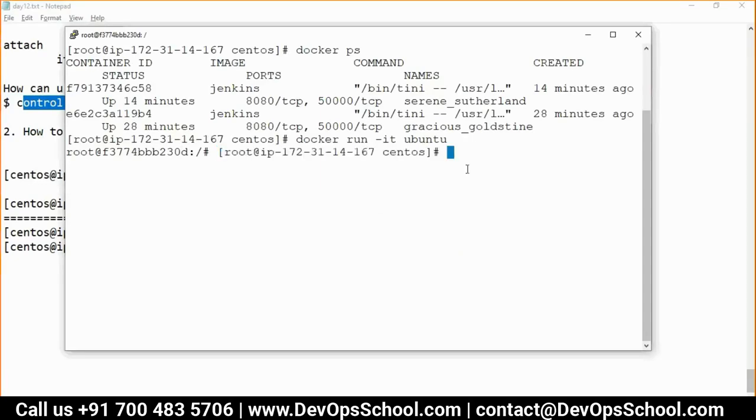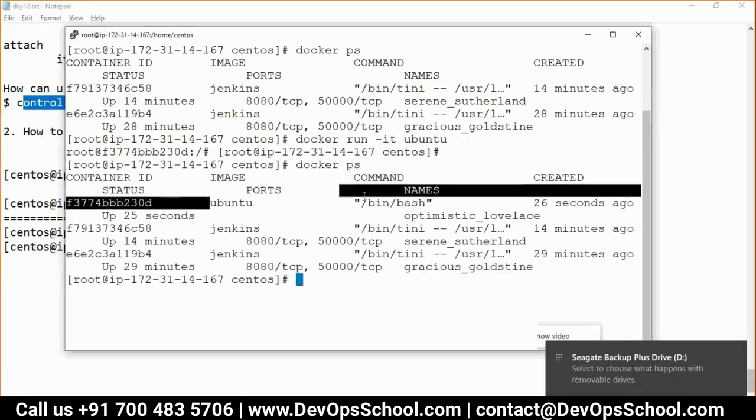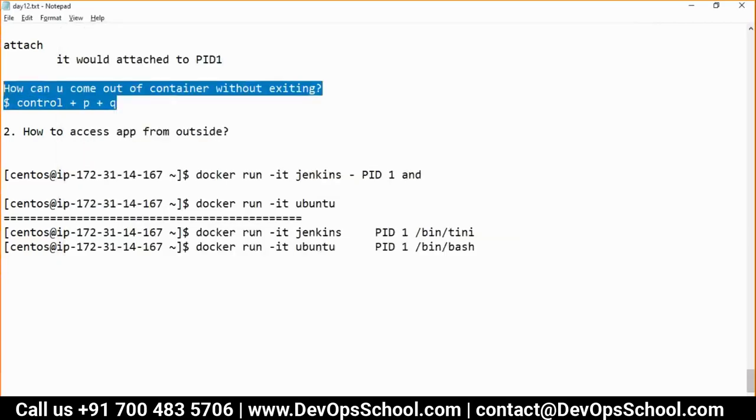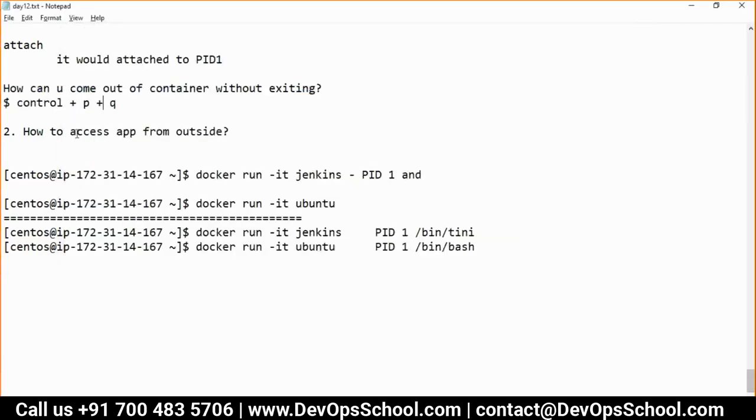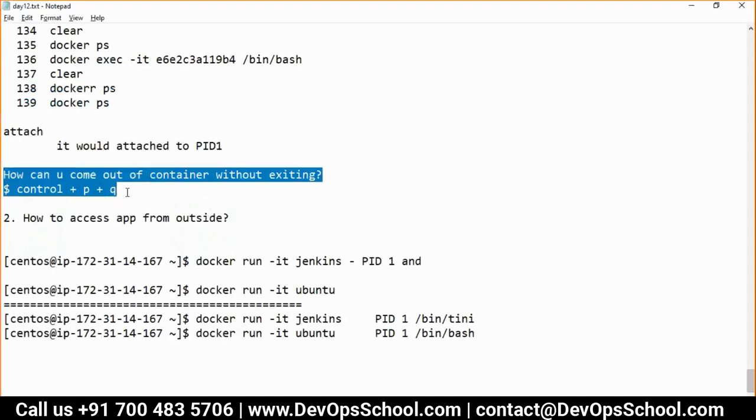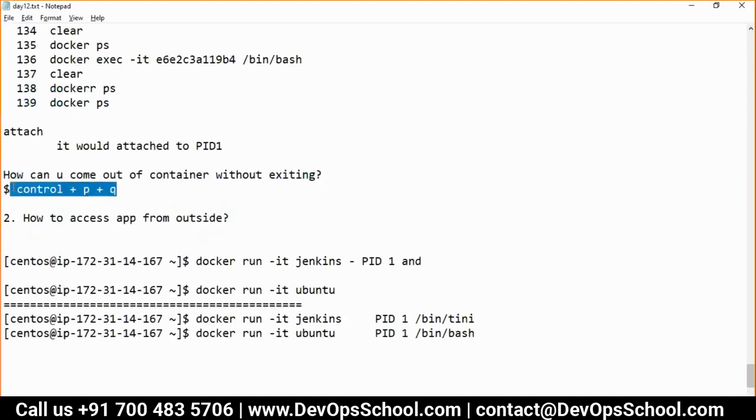Okay, and the container is still running. See that Ubuntu container is still running. Jenkins container is running. So if you do it this way, your container is running, bin bash is running, and you got out of the container without exiting. This is the way. So will you remember this command always?